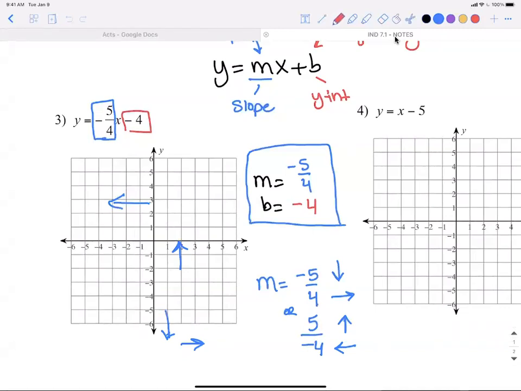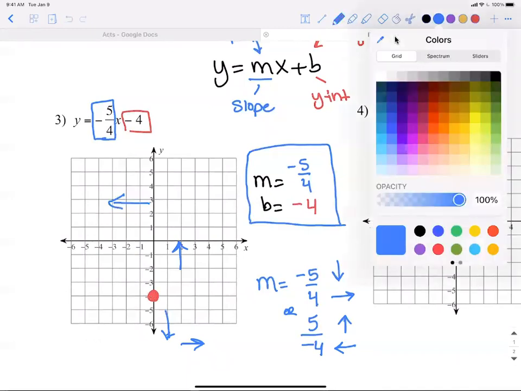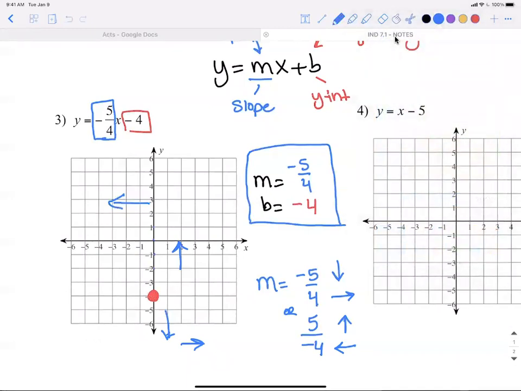My point was at -4. All right, so I'm going to go up 5. 1, 2, 3, 4, 5. I went up 5. One of my moves has to be negative since that was a positive move. Backwards 1, 2, 3, 4. There is my second point based on my move.